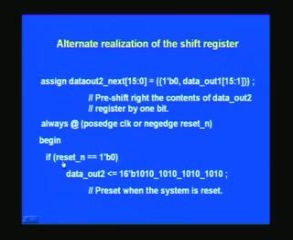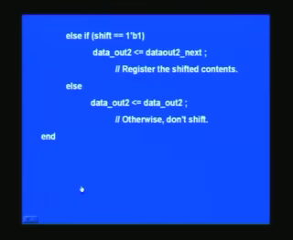Now we again inspect for reset being active. If it is so, what we do is just preset as we had done earlier. And if shift is asserted, then assign the shifted data here. This is precisely the same thing as you have already considered. And don't shift here, just preserve the contents.